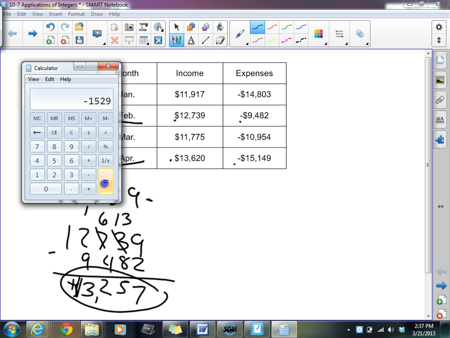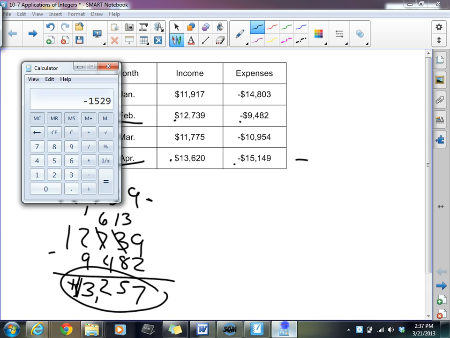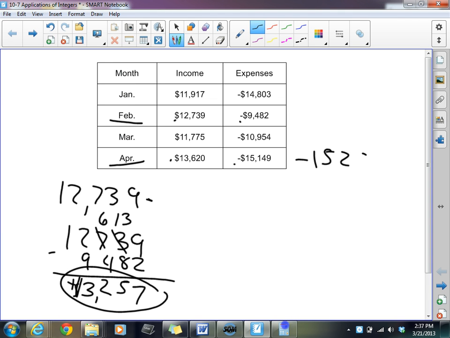So, in the month of April, they actually lost more money than they made. And so for the month of April, they actually lost $1,529. So they actually lost that amount of money. So now you see how we can use integers, positive and negative numbers, in some real-life applications.